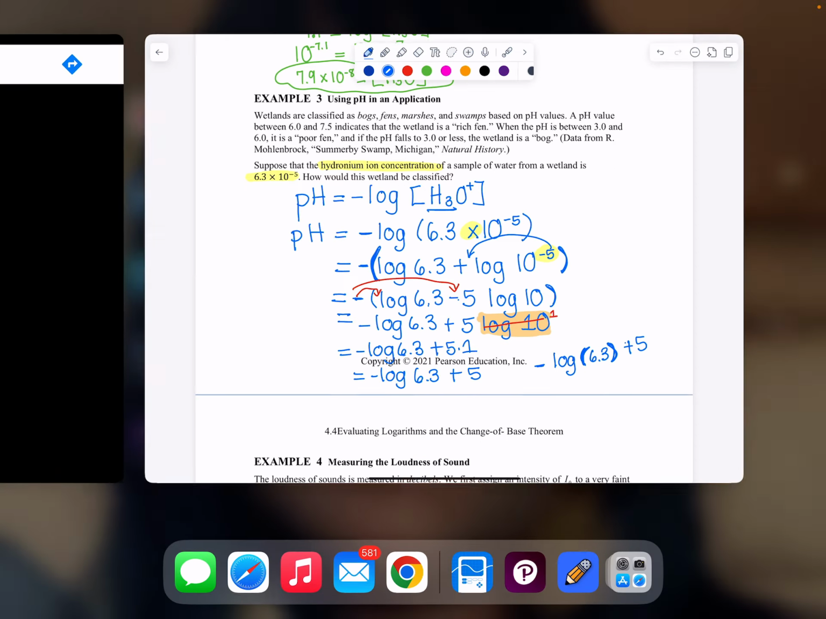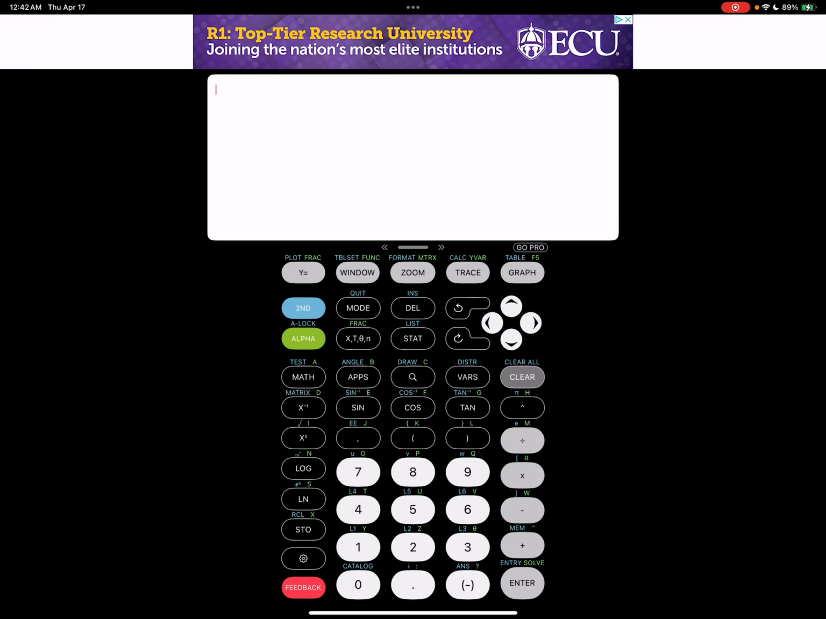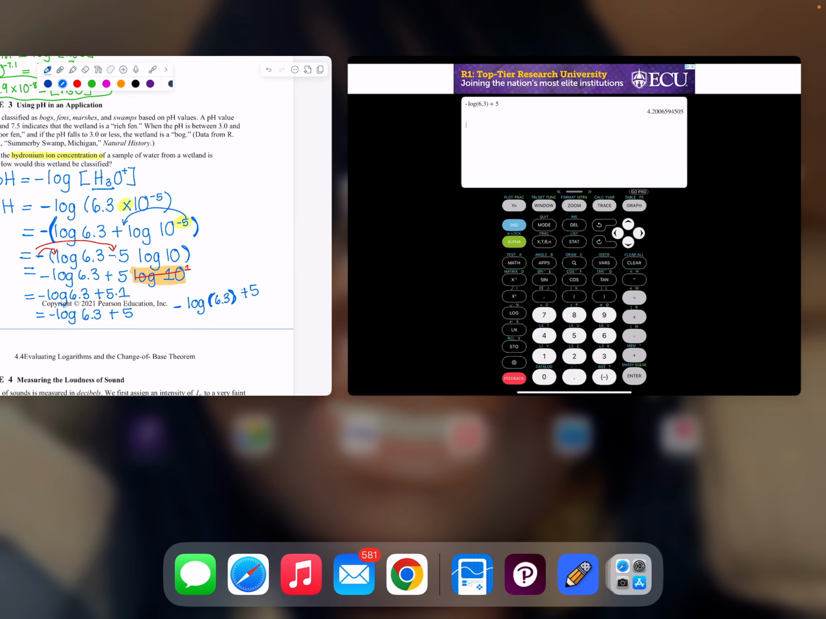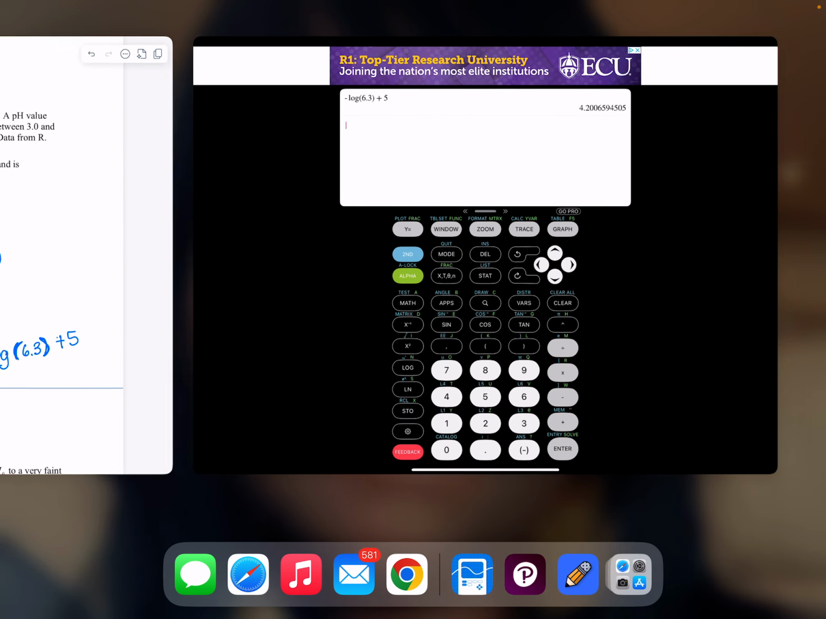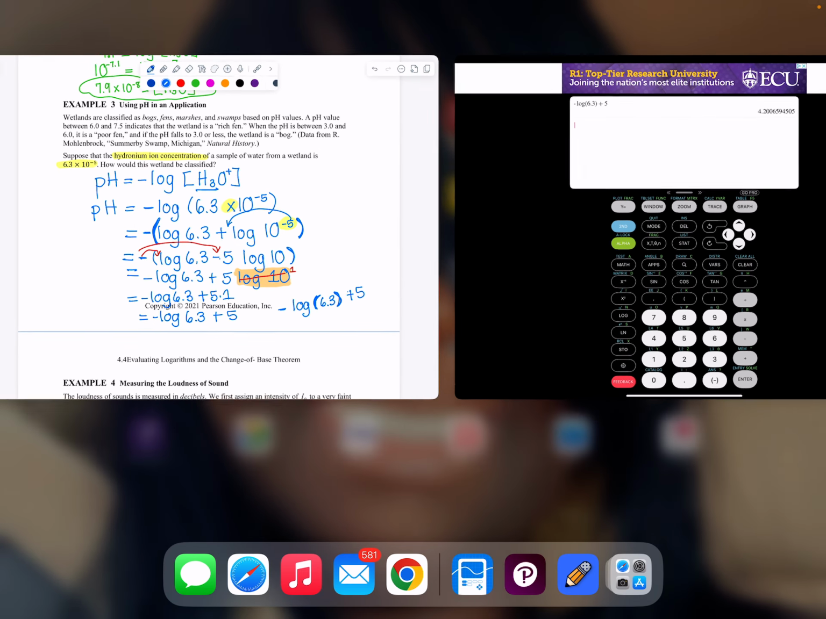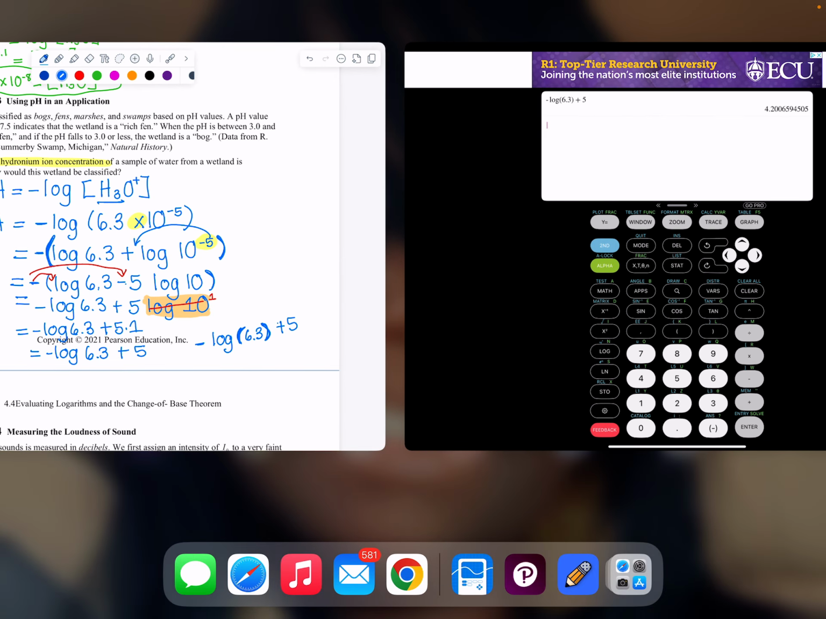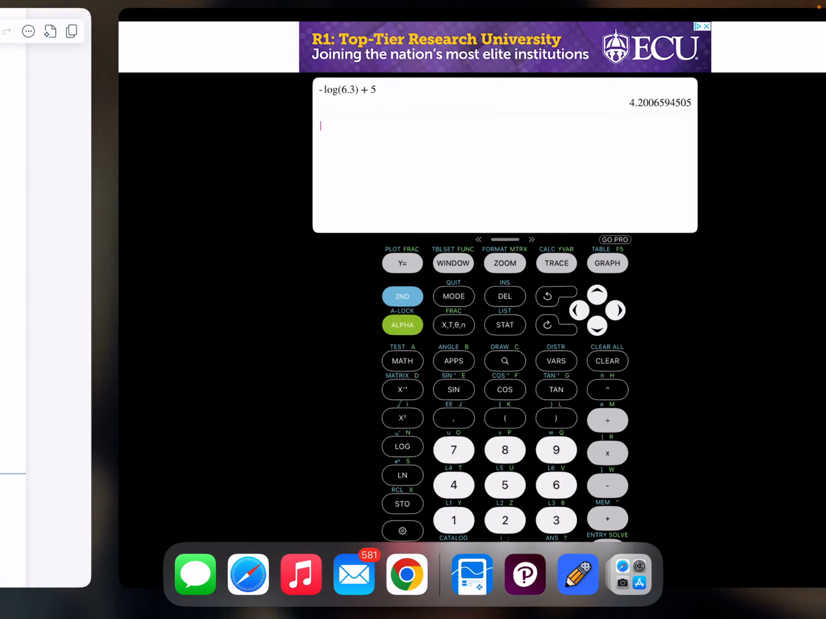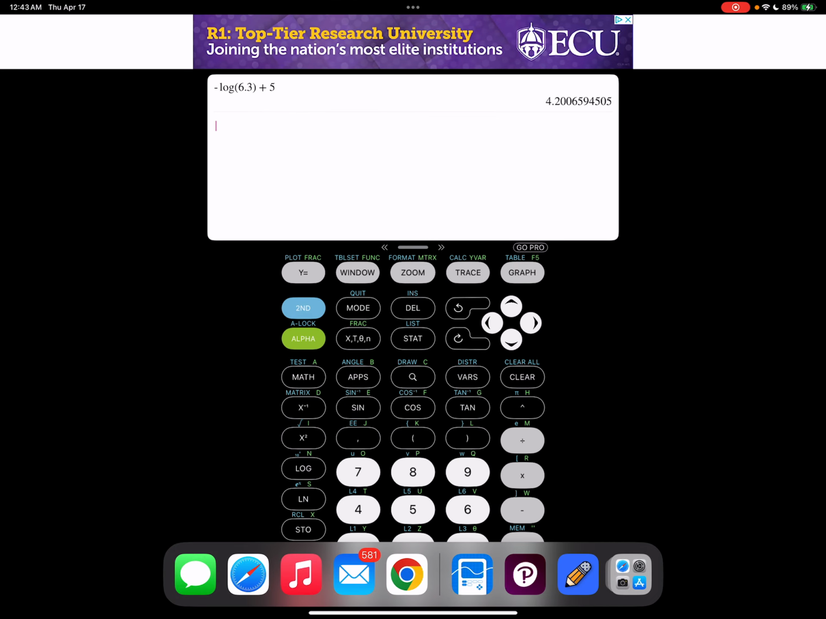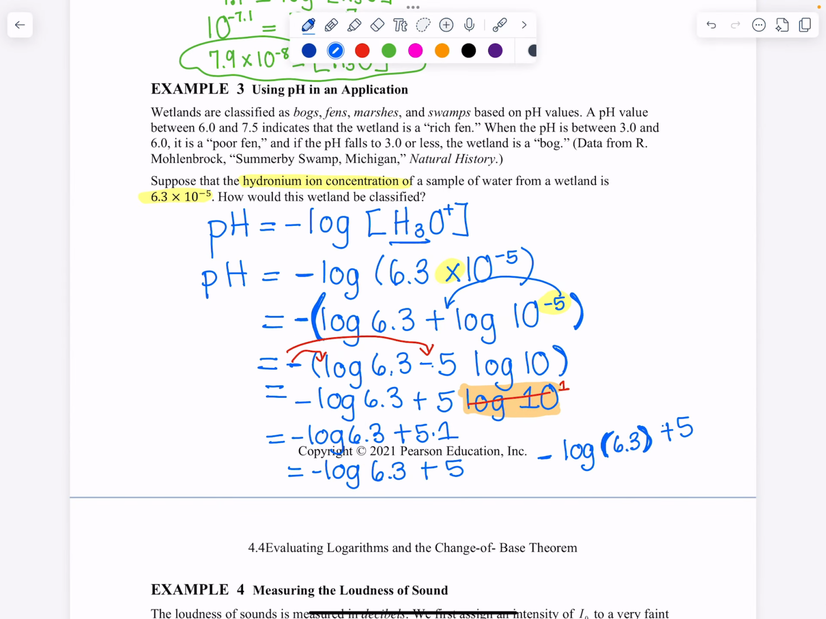So let's do it here on our calculators, right? On my calculator, we have negative on the outside, log. You see it opens up with a parenthesis, 6.3. I have to close this parenthesis. And then I have to say plus 5. Did I do that right? Yeah, I did. I was making sure I typed the number in correctly, 6.3 and plus 5. Look what we get. We get 4.2 around, okay? So we get that our pH here is 4.2.